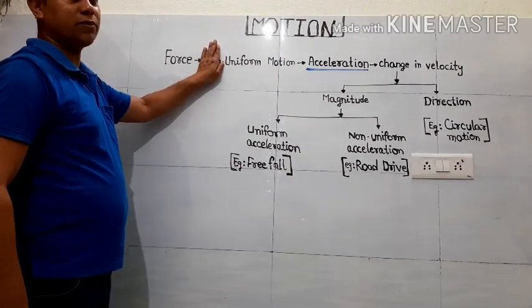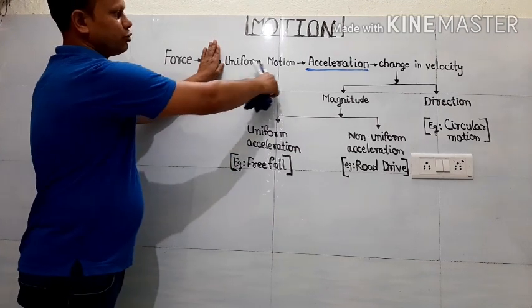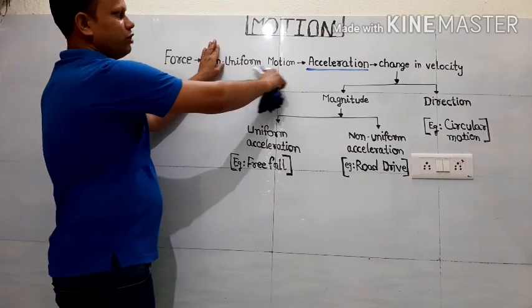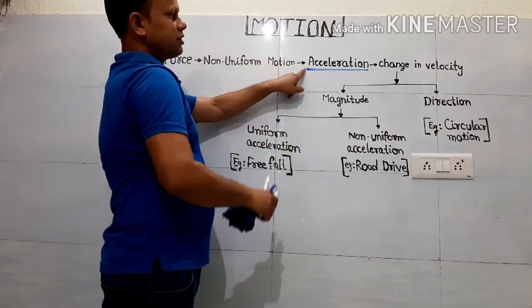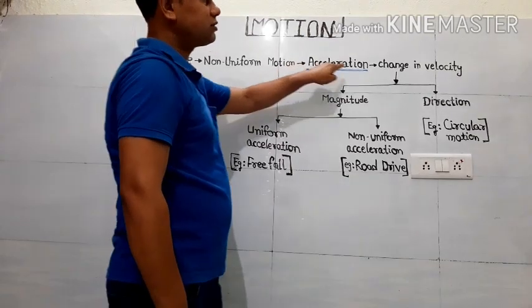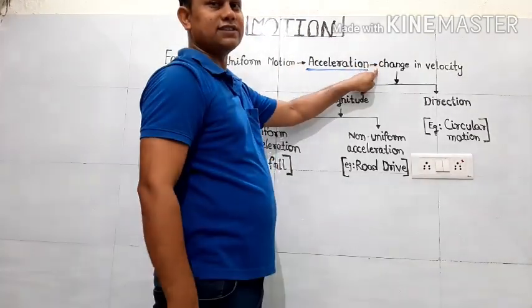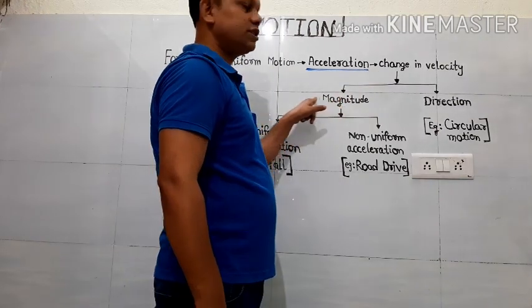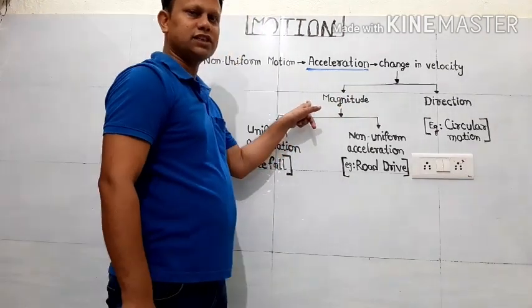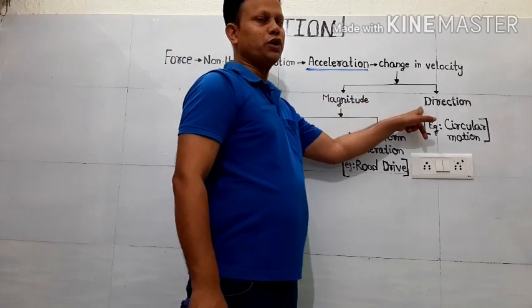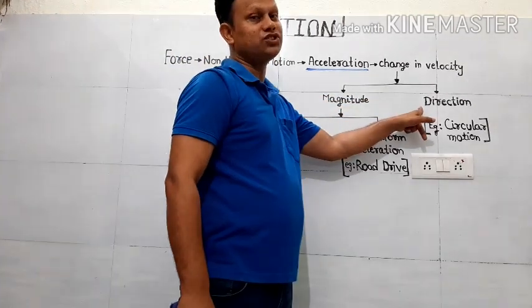So what will happen now? Uniform motion means no force, uniform motion, that means no acceleration. No acceleration means no change in velocity. And when there is no change in velocity, that means neither the magnitude of the velocity is allowed to be changed, nor the direction is allowed to be changed.